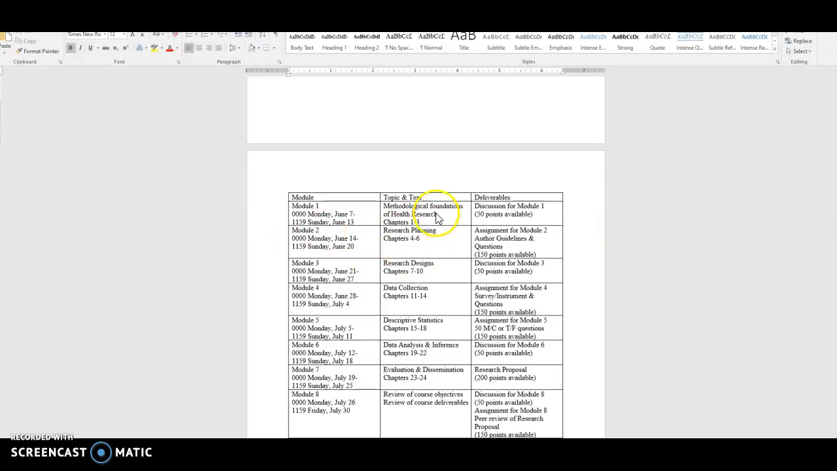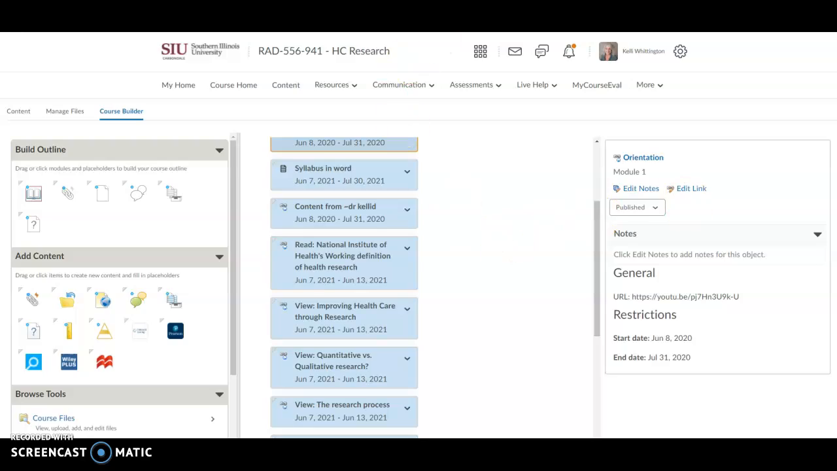So when we look at Module 1, that's from the 7th through the 13th, we're looking at the foundations of health research, which are chapters 1 through 3 in our text.